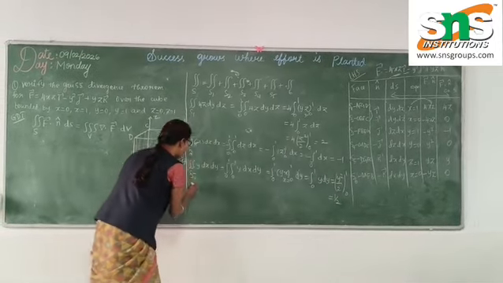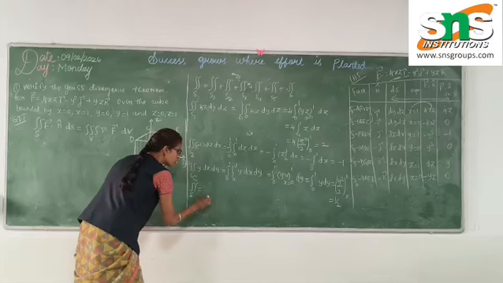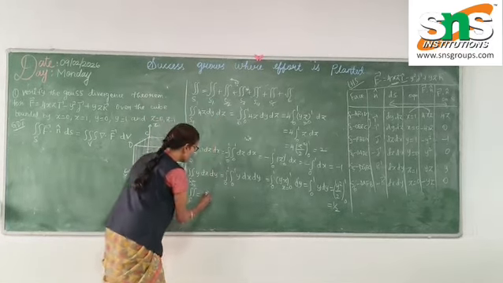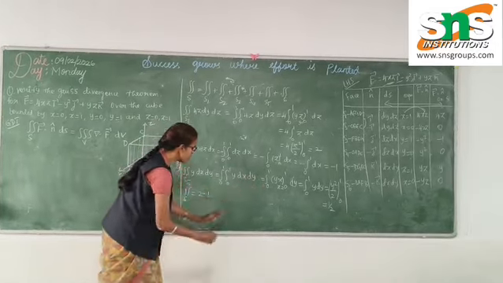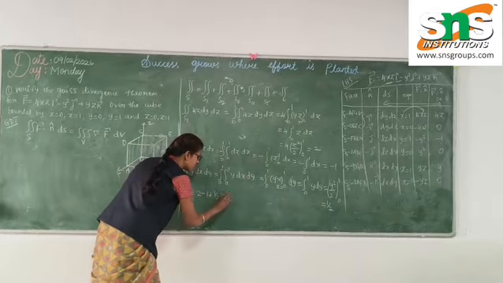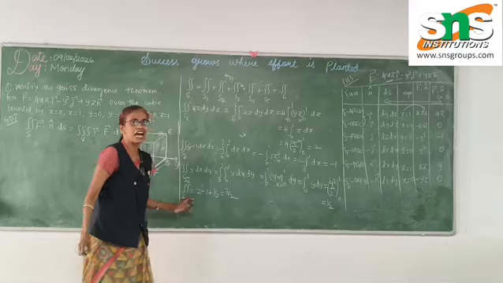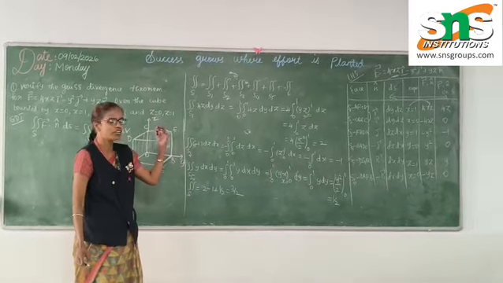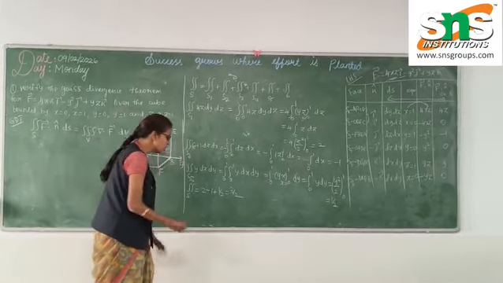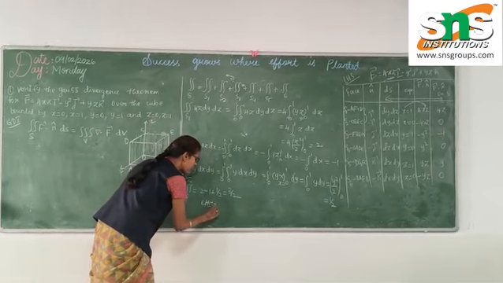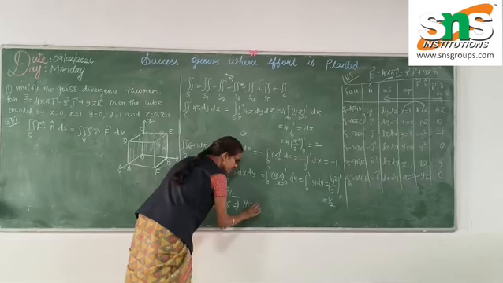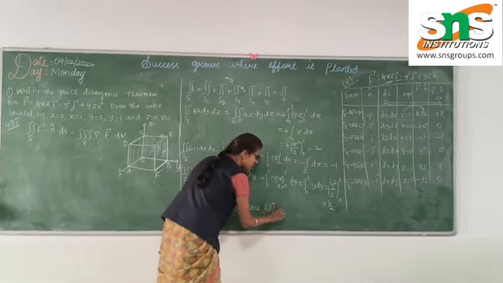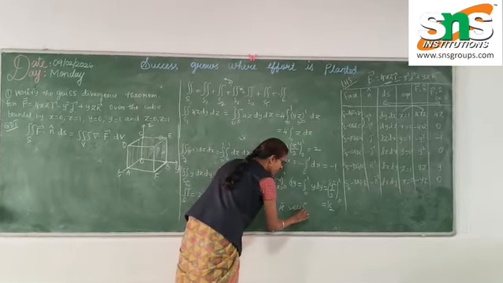Now we need to add all those things. The S1 answer is 2, S3 is minus 1, and S5 is 1 by 2. Finally, the answer is 3 by 2. This is our left hand side answer. We already got the right side answer, which is also 3 by 2. So from that we will say LHS is equal to RHS. Hence, Gauss divergence theorem is verified.